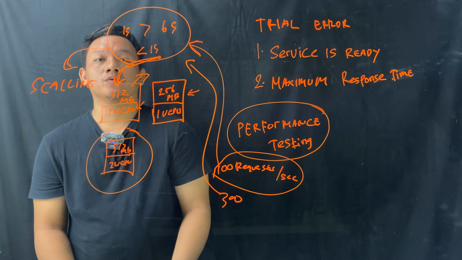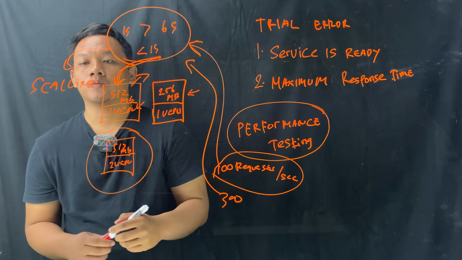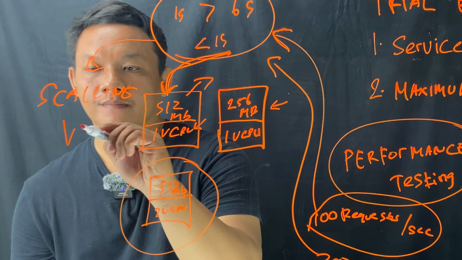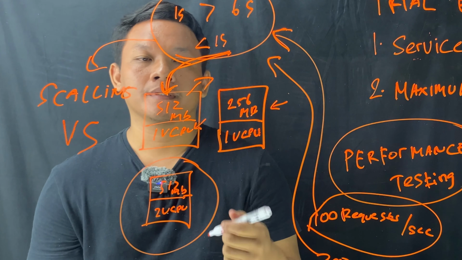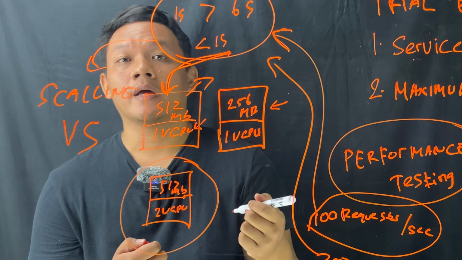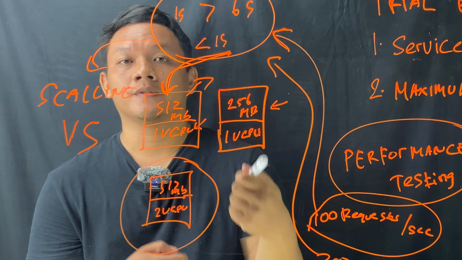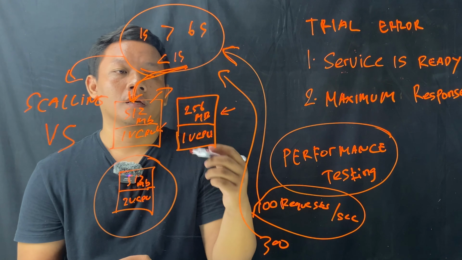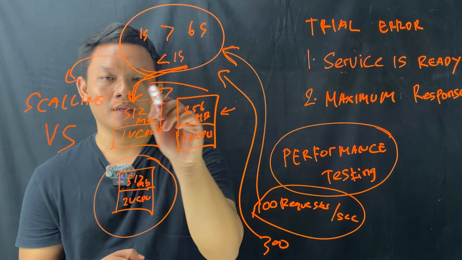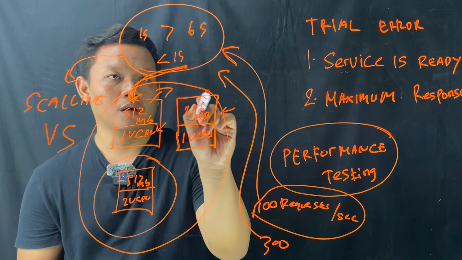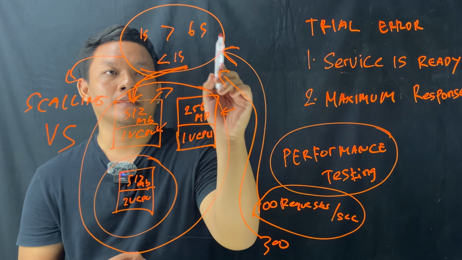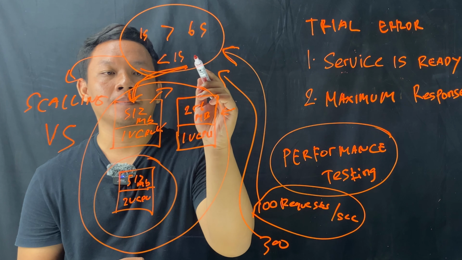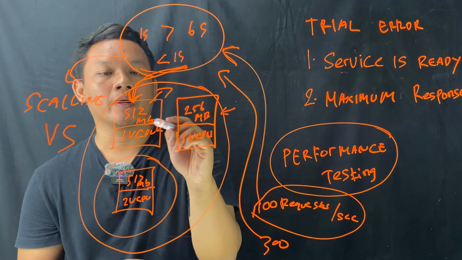Scaling is divided into two parts. First one is what we call vertical scaling. Vertical scaling is something we do when you run your service inside a virtual machine or VPS. The way it works is basically like this. Once it exceeds your maximum response time, you have to scale up the memory and CPU.